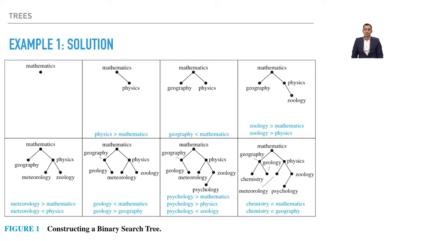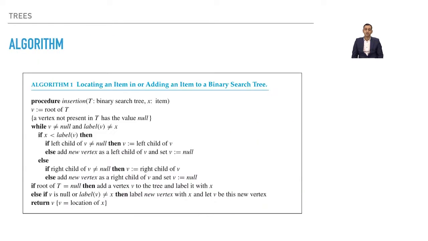Once we have a binary search tree, we need a way to locate items in the binary search tree, as well as a way to add new items. Algorithm 1, an insertion algorithm, actually does both of these tasks, even though it may appear that it is only designed to add vertices to a binary search tree. That is, algorithm 1 is a procedure that locates an item X in a binary search tree if it's present and adds a new vertex with X as its key if X is not present.